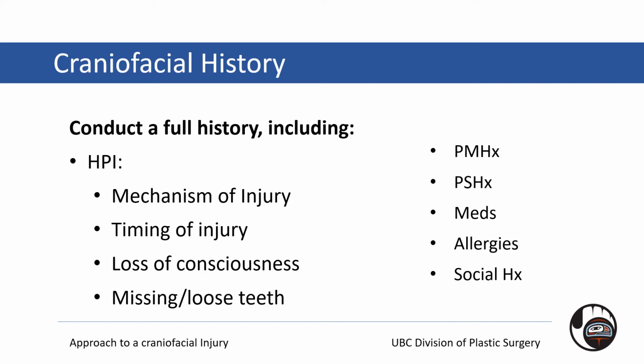Other information that you should get on history includes changes in vision, including double vision, hearing, or smell. It's important to note if the patient has any new, loose, or missing teeth, and if their occlusion is normal. Remember to also ask about past medical history, surgical history, medications, allergies, and obtain a thorough social history, including alcohol intake and smoking status.